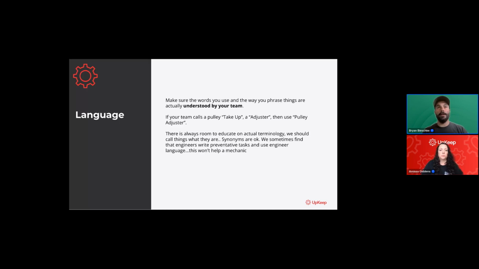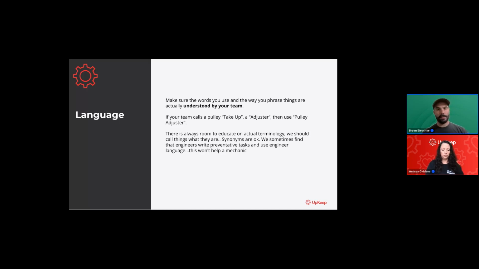We sometimes find that engineers write preventive maintenance tasks and use engineer language. This isn't going to help us, right? Some of the senior guys, or maybe guys that come from those fields, will understand that nomenclature, but the new guy may not. I've talked to many mechanics and I say, hey, we got to adjust the take up. And they say, what is that? I say, oh, it's the pulley adjuster. It's the tail pulley of this conveyor. What do you call it? Oh, we call it a conveyor adjuster or a pulley adjuster. Okay, great. That's what I'm going to write in the PM.